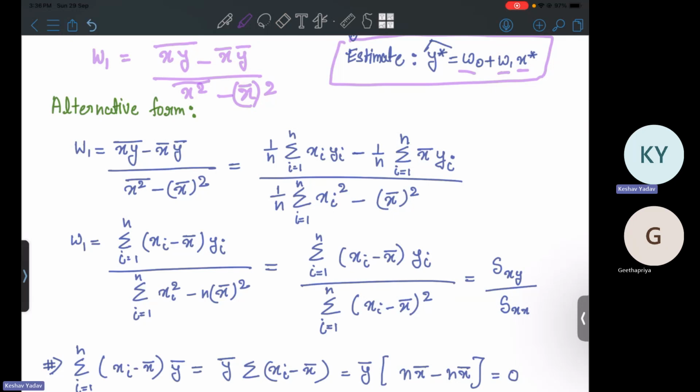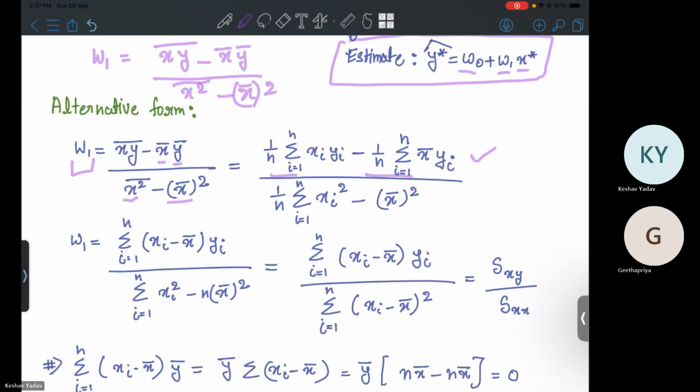Now we will see what the alternate form of this W1 regression coefficient is. So if you see here, W1 is equal to (x y bar minus x bar y bar) divided by (x square bar minus x bar square). So we can write it in terms of summation. Now from here and here, if you see, this 1 upon n and summation can be taken outside.